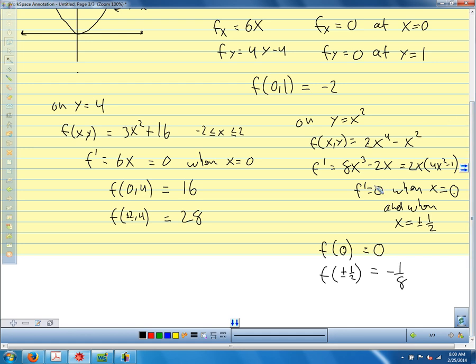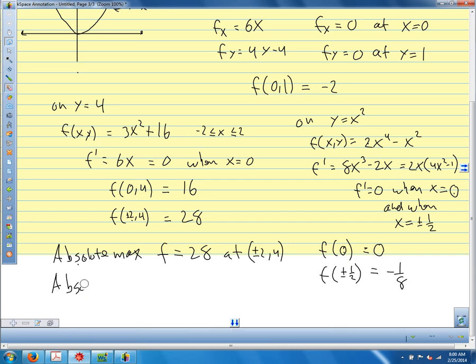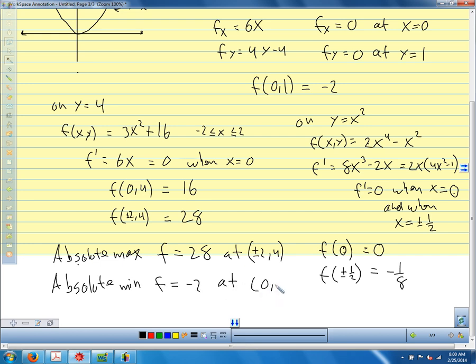So our maximum value is 28. Our absolute maximum, f equals 28, at the points plus or minus 2, 4. And our absolute minimum is f is -2 at (0, 1).